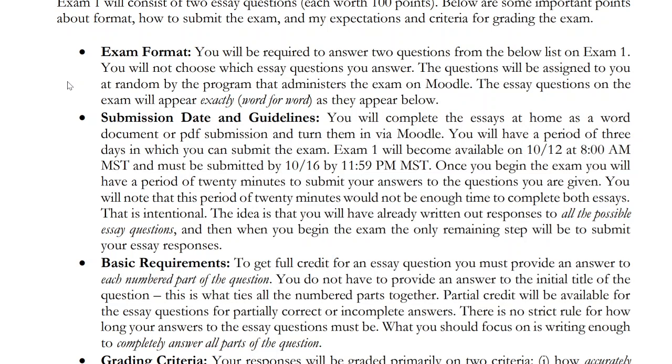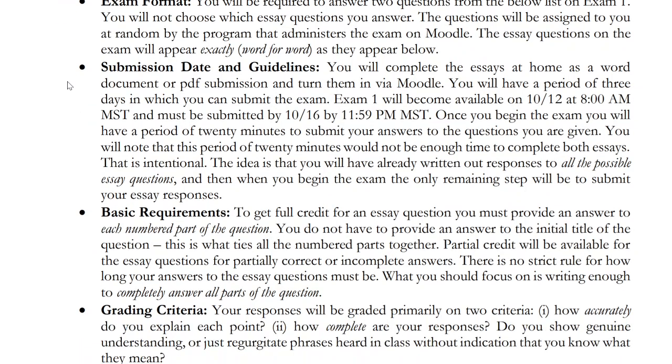Start preparing now, and just see preparing for the exam as a gradual process where you answer the questions as we cover them in class, when also the material is most fresh in your mind. Okay, so, I've made the point that the questions you will see will be 2 randomly selected questions by the program, and it'll be word for word like the questions you see below.